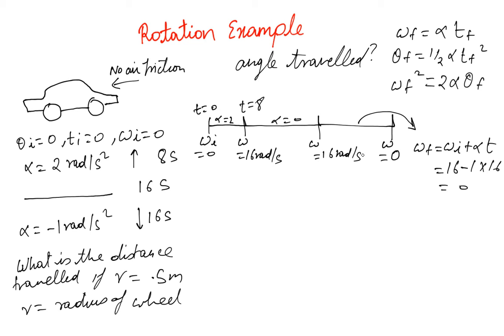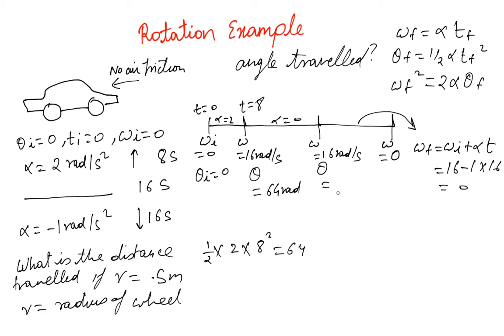How should we calculate the distances? So let's calculate this distance. To calculate this distance, we can use this particular equation. So theta I is 0, and theta f, or if you want to call this theta, is going to be, use the second equation, half multiplied by alpha, which is 2, multiplied by tf square, which is 8 square, and that gives us 64. So this is 64 radians.